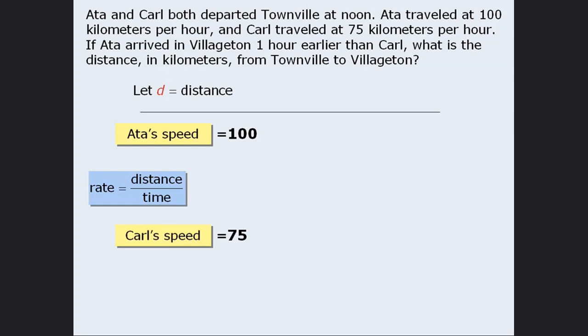And as far as times are concerned, let's first let a equal Ada's travel time. Now, as we saw earlier, if a equals Ada's travel time, then Carl's travel time must be a plus 1. We now have enough information to rewrite each person's speed. Let's begin with Ada's speed.